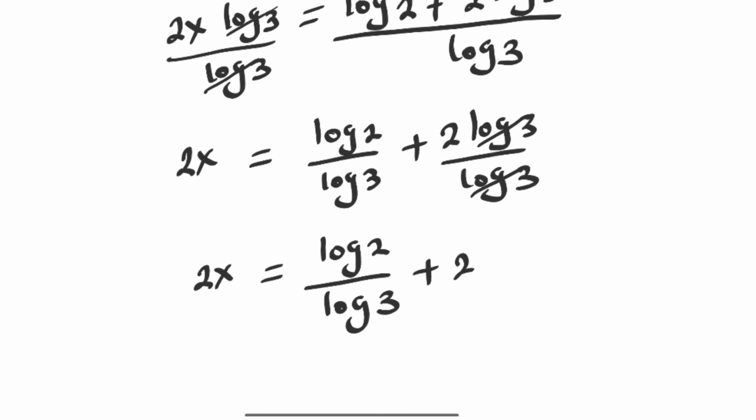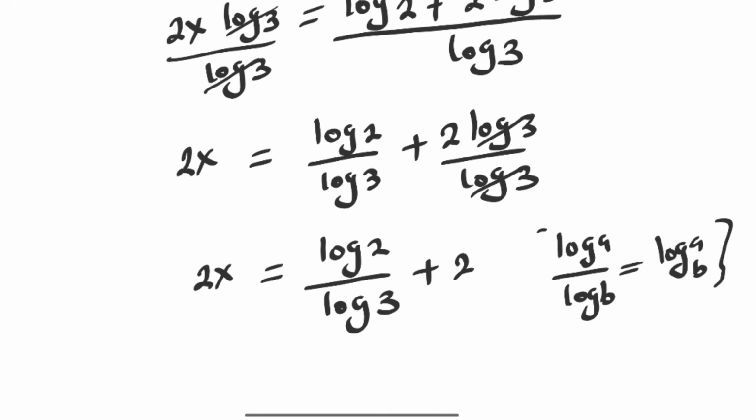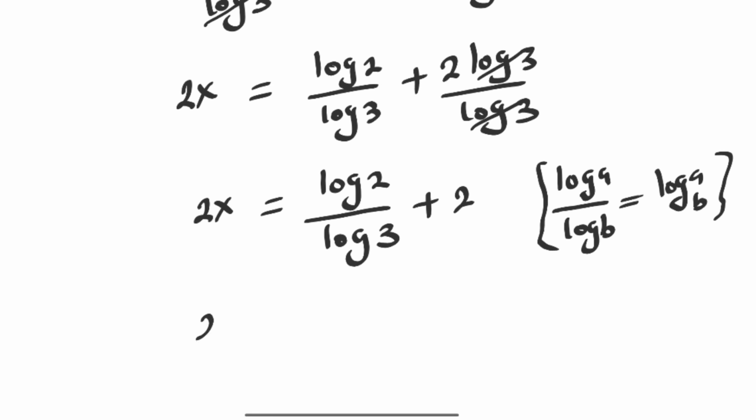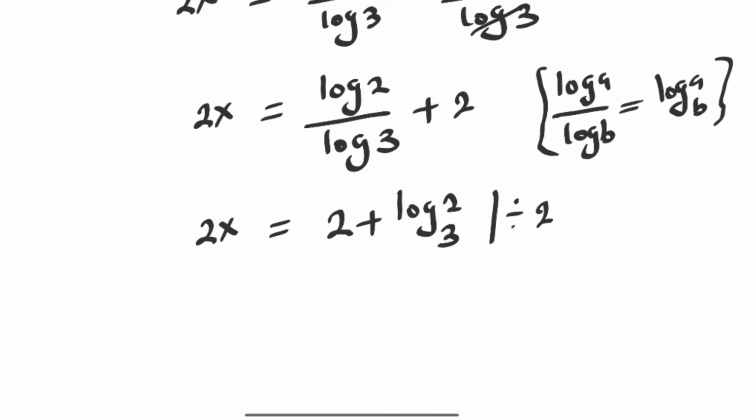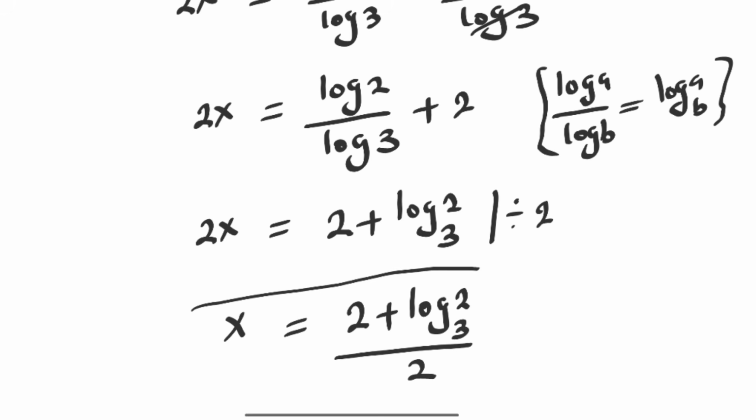Then take note of this, that if you have log a over log b, this is equal to log a base b. So this is 2x is equal to 2 plus log 2 base 3. But we are looking for the value of x. Let us divide the whole of this equation by 2. So x will be equal to 2 plus log 2 base 3 over 2. This is the final answer.